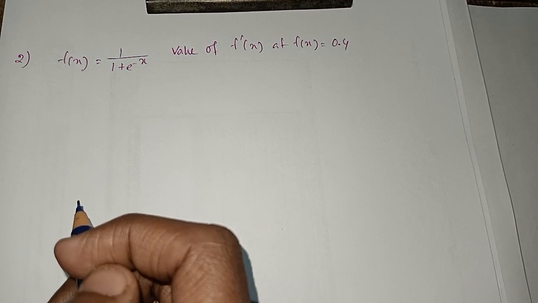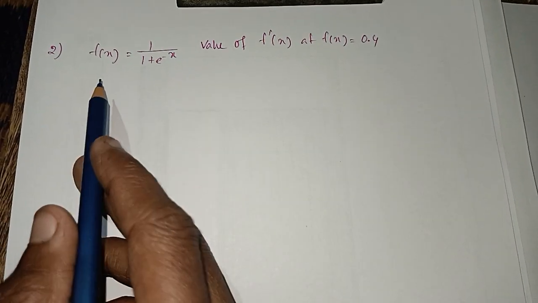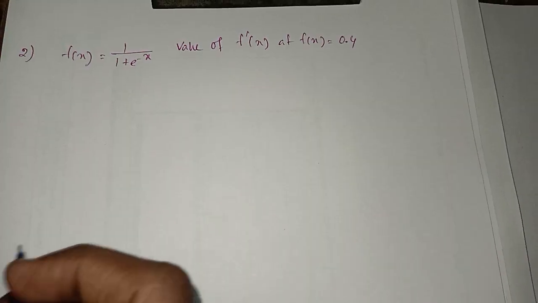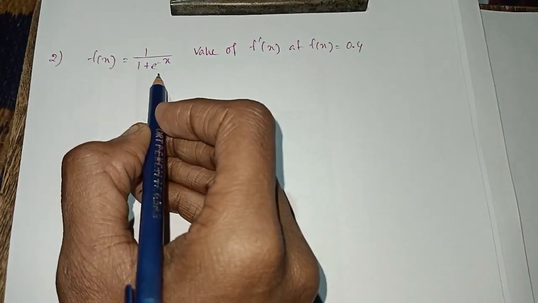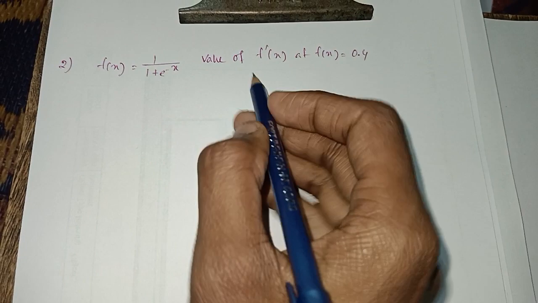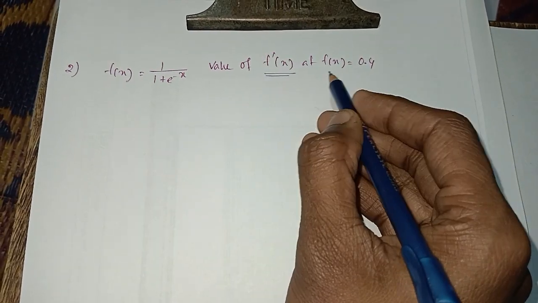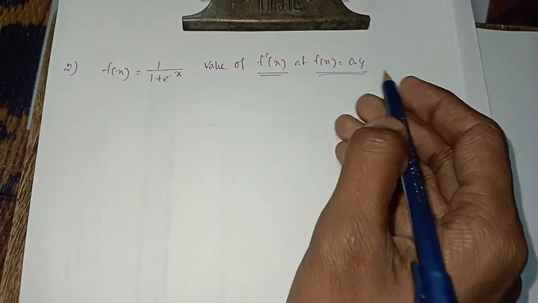So we get another question. This is also a memory-based question. It is given that f of x is equal to 1 upon 1 plus e to the power minus x, and we have to find the f dash x value at f of x equal to 0.4.